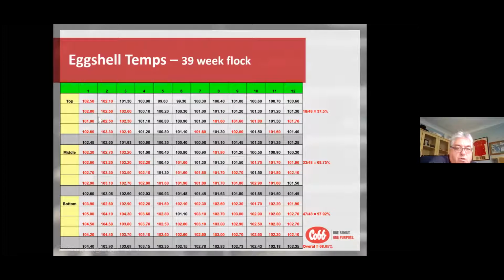But in the prime flock, this is the example of how some of these temperatures become quite high, 102 degrees. Look at the top trays. Out of 48 eggs, we had 18 eggs where the eggshell temperature was over 101.5 degrees, so 37.5%. In the middle, nearly 70%. And in the bottom of the machine, nearly 100% of the eggs were above that temperature. In this front section, in the bottom here, some very high temperatures of 104s, 105s.